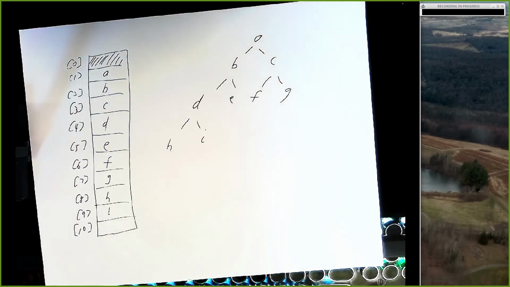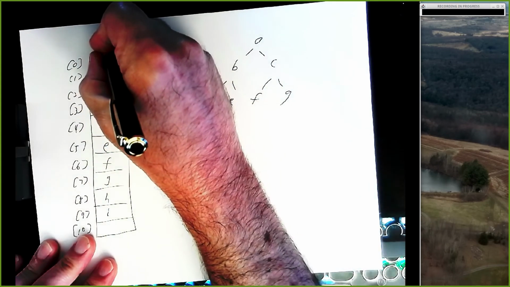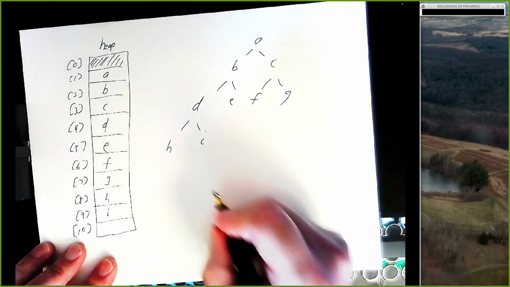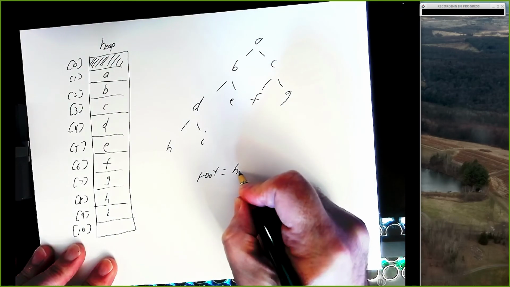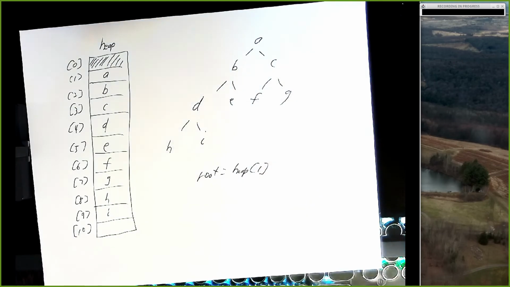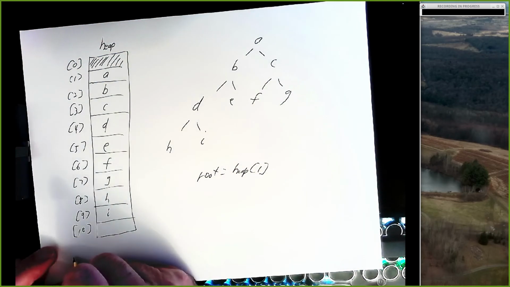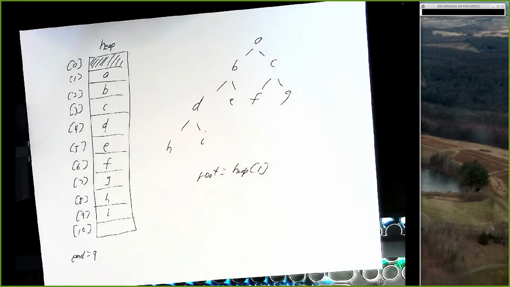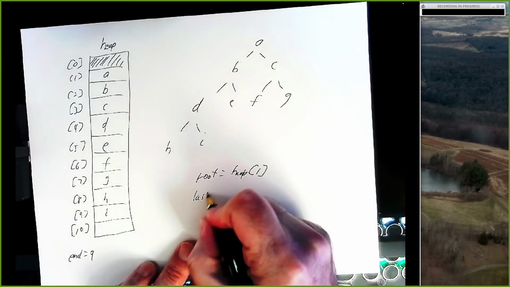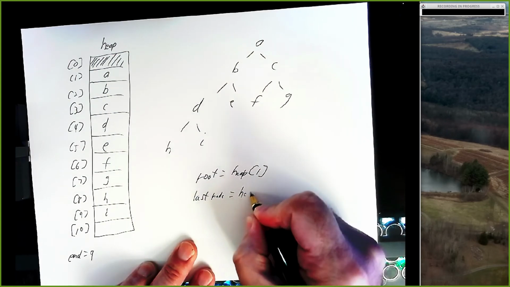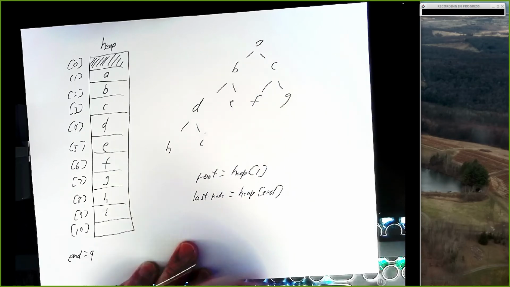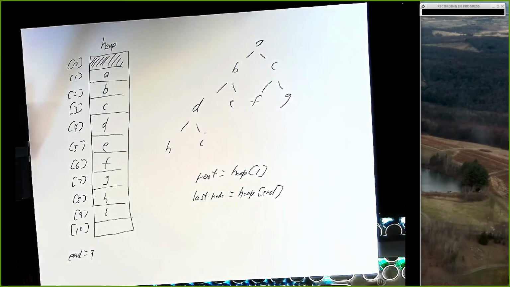And now manipulating my heap is really, really easy. So let me call this H, or heap. Well, the root's easy to find. It's always at location 1. And let me have some variable end, which tells me the index of the last element in my array. And so last node is just heap bracket end. So my last node is node I, for example.